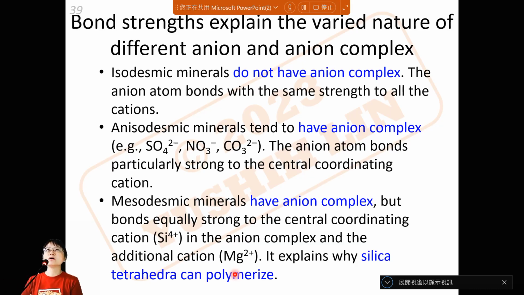The oxygen, when it wants to balance its charge, if there is external metal out there, then you say, okay, I like you, I want to shake hands with you. However, if at its surrounding there's no other metal, but there are other silica, then it says, okay, I can also shake hands with you. For this oxygen, it's really flexible. I can shake hands with either silica or other metal. That's the reason why silica tetrahedra can easily polymerize, but not the others.